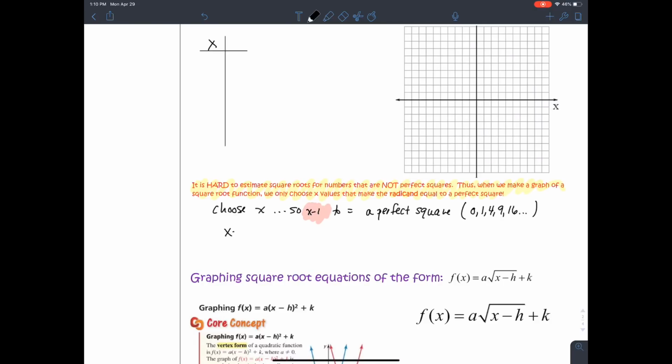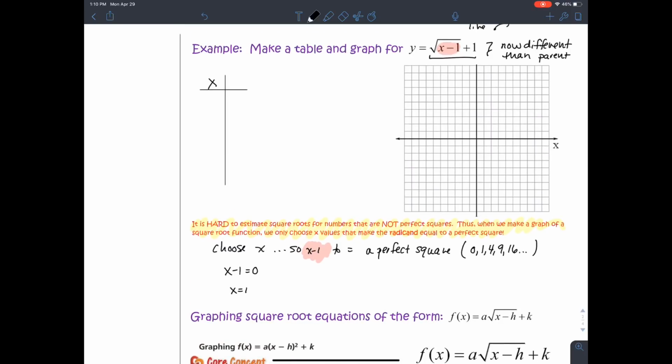If I want the thing under the square root to be the first perfect square I know, like 0, that means I would choose the x value of 1. So in my table, I'm going to choose x is equal to 1. If I wanted to find the y value for that point, I would just plug in 1 for x. So 1 minus 1, under the square root, and then plus 1. So the square root of 0 plus 1, that's just the number 1. So at the point (1, 1), we have a point.